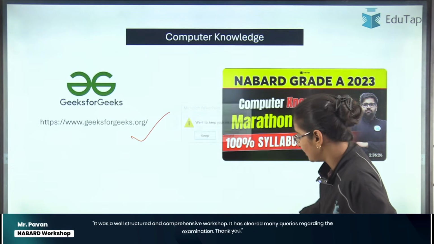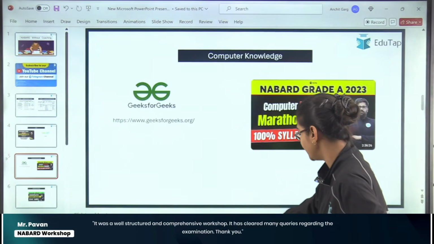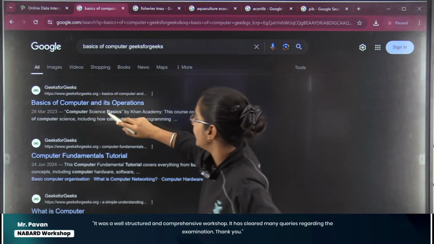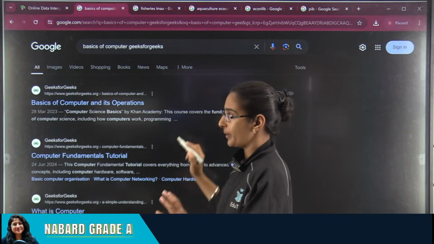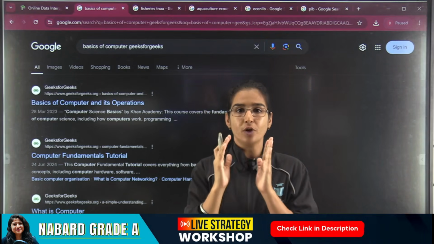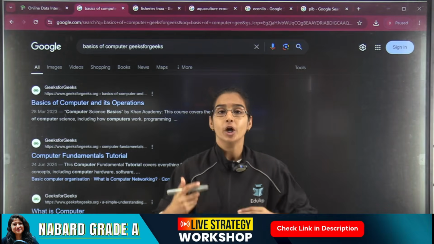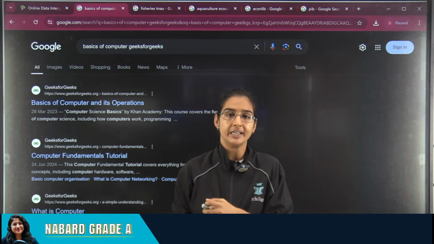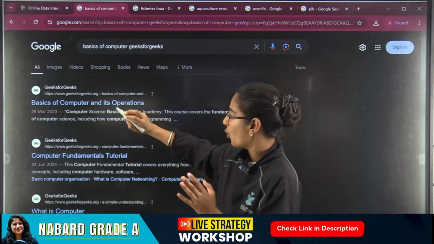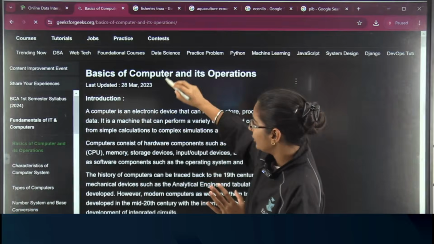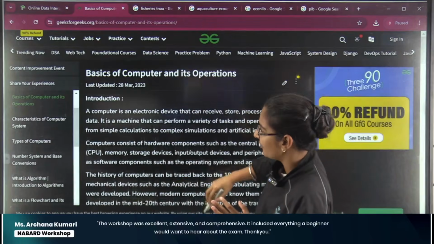Why am I saying so? Because on this website, you should simply type "basics of computer and its operation". Otherwise, it will be very difficult for you to navigate through Geeks for Geeks. So simply go and search basics of computer and its operations, and you will find all the relevant information.